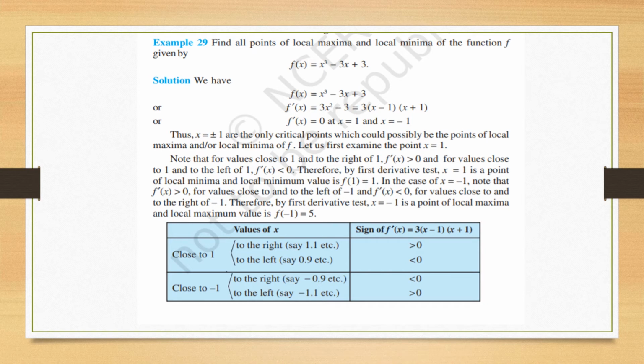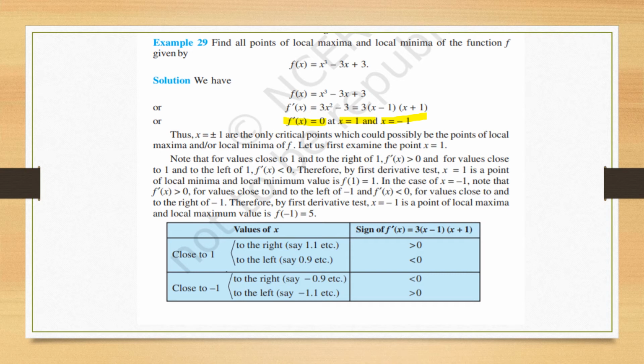Let us see quickly an example where we use the first derivative test. Find all points of local maxima and minima of the function given by f x is x cube minus 3x plus 3. Firstly, I will go for the critical points. Let us take the derivative and factorize it: 3 times x minus 1 into x plus 1. To find critical points, I put f dash x equal to 0, and x equal to 1 and minus 1 are the critical points. These are the only two critical points which could possibly be the local maxima or minima.